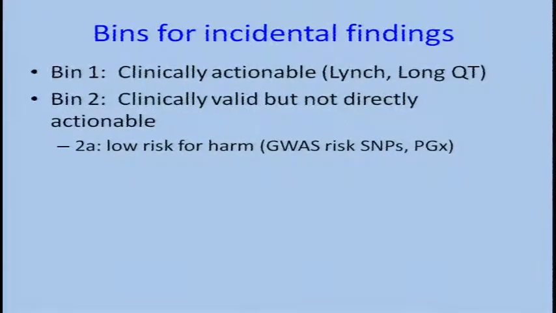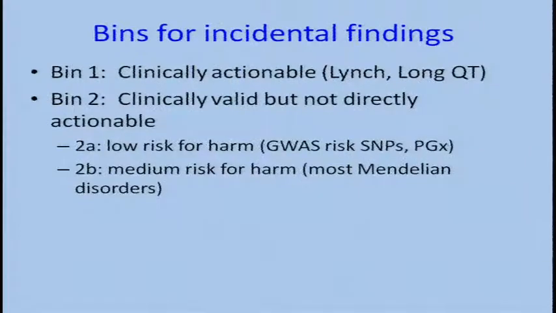Bin 2A, which we consider very low risk for causing any harm to people, such as their GWAS risk SNPs and their pharmacogenomic variants and so on. If somebody found out that they were a carrier for a particular CYP2D6 allele, it's probably not going to cause them to do anything drastic, and it's probably not going to harm them in pretty much any way. There's a sort of middle category for medium risk of harm. Most Mendelian disorders would fit into here.